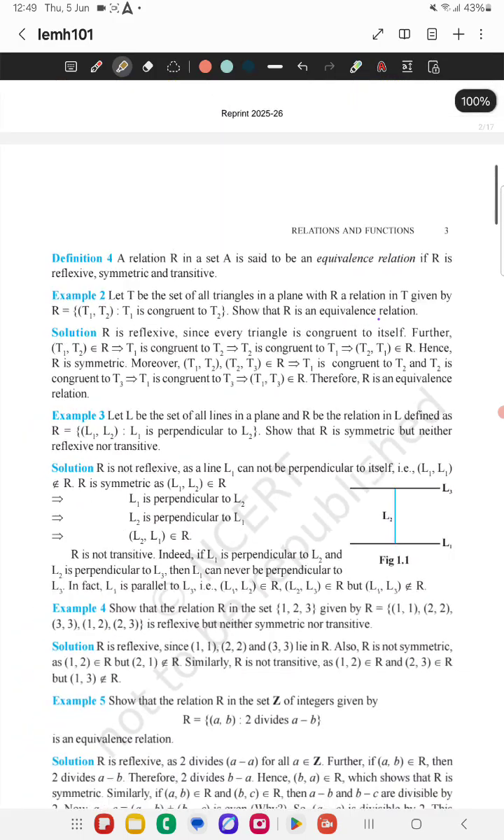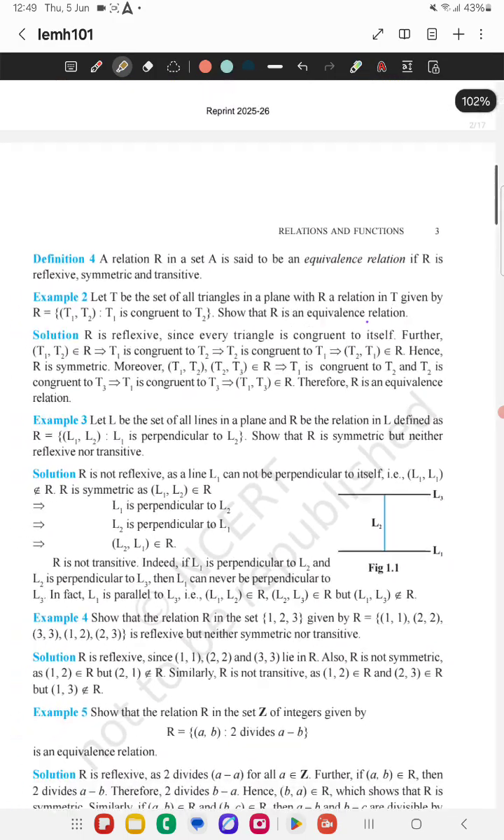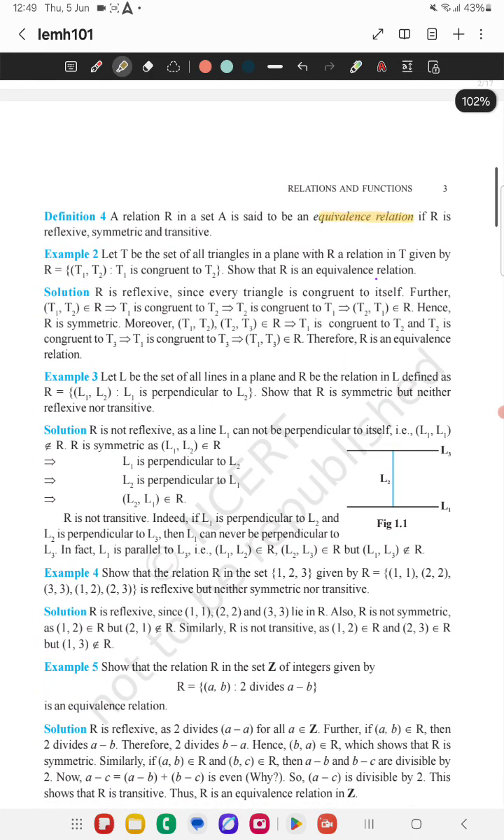Now we will reach toward the term equivalence relation. Equivalence relation means a relation which is reflexive, symmetric and transitive. Clear? Now we will proceed toward a few examples and questions.